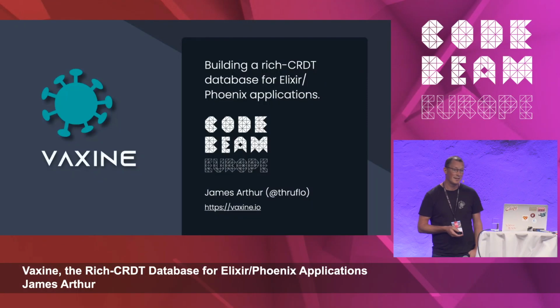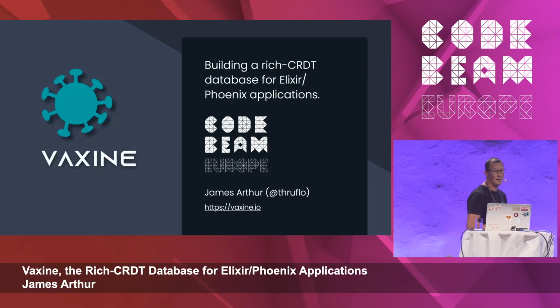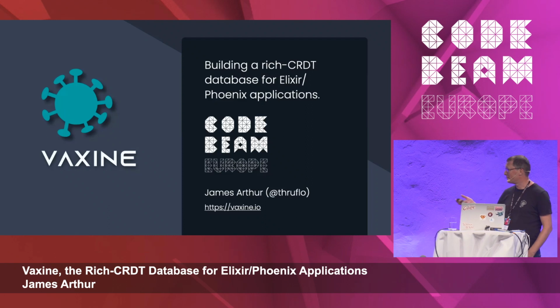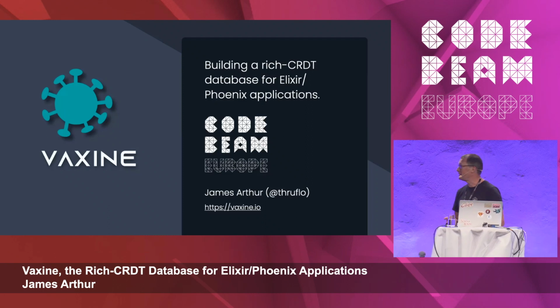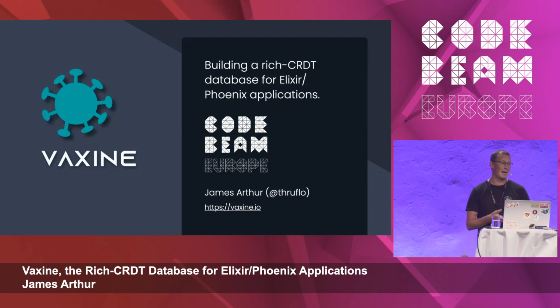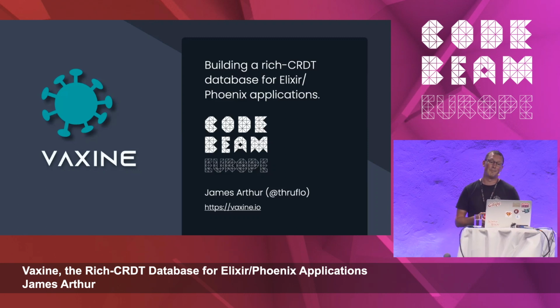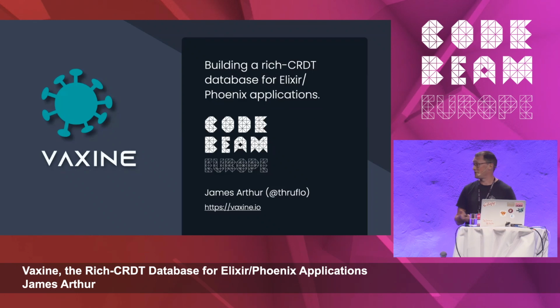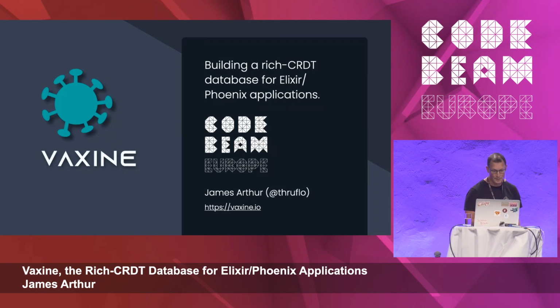My name is James Arthur. I am the CEO and one of the co-founders of Vaxine. So Vaxine is a new VC-funded, open-source Erlang and Elixir company. We are developing a rich-CRDT database system.